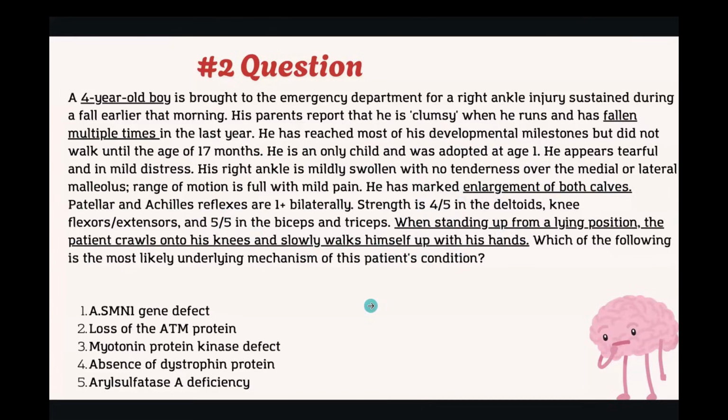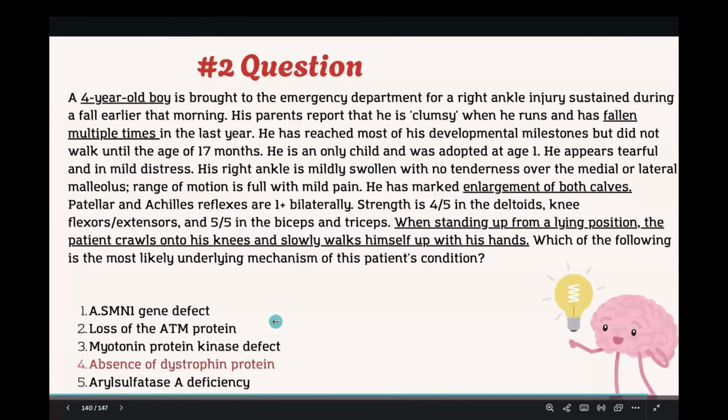Which of the following is the most likely underlying mechanism of this patient's condition? So we are thinking Duchenne's disease, right? So what is the mechanism? It is the absence of dystrophin protein.